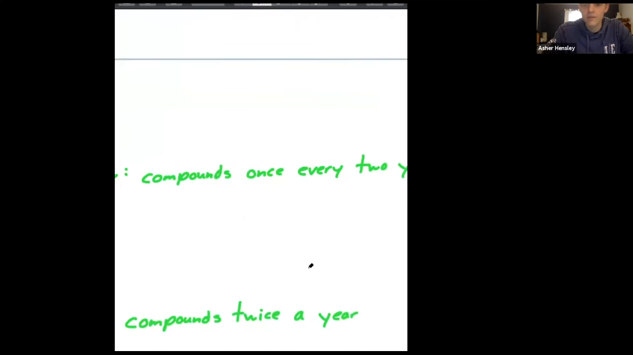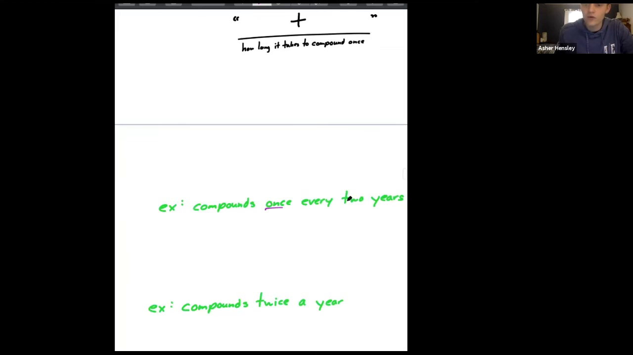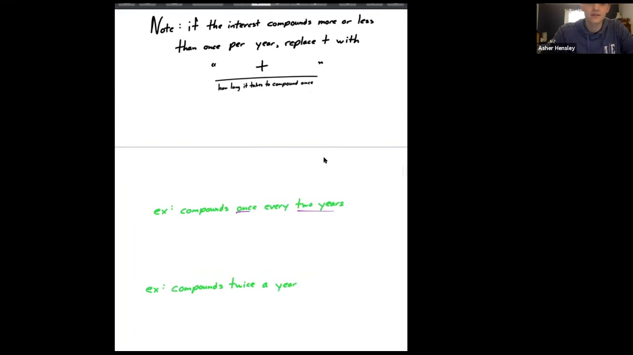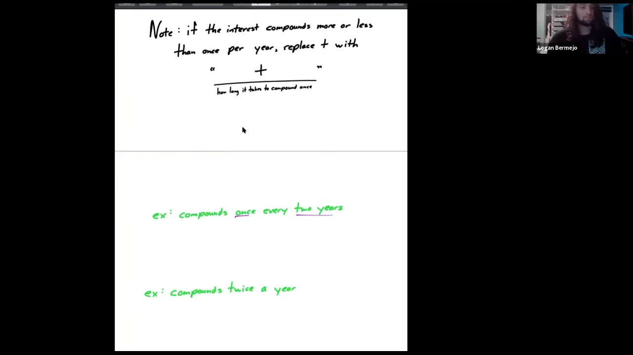If something compounds once every 2 years, let's see, going back to Logan, what am I going to multiply my t value by if it compounds once every 2 years? You would multiply it by 2? Close. It's once every 2 years. So in 1 year, do I get to compound? No, it will be half. Exactly. Perfect. So that's going to be t divided by 2.